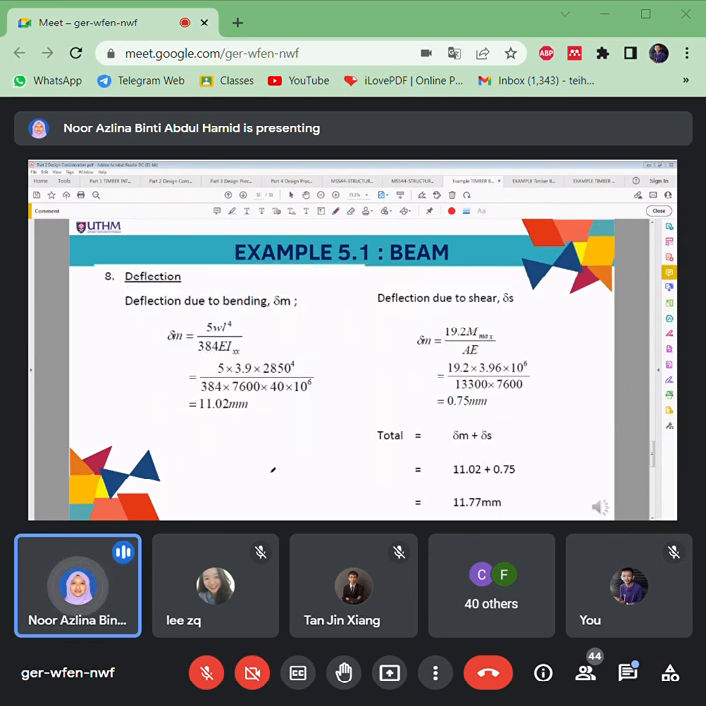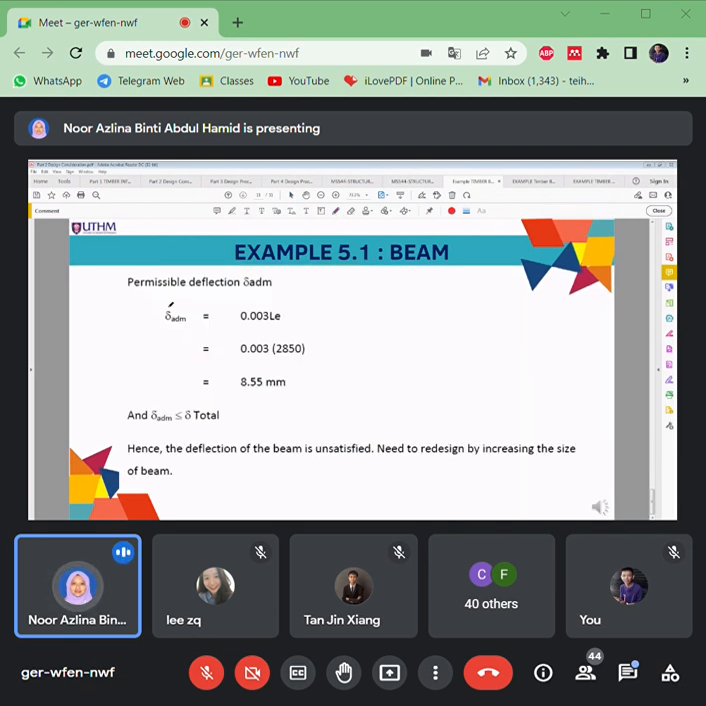Okay, then deflections here. We have two total deflections: in terms of bending, and another one in terms of the shear. So you have to calculate deflection for bending, and you have to calculate deflection for shear. This is shear S. Okay, so total deflection is bending 11.02 plus 0.75 for shear here, which is 11.77 here. So you have to compare with the permissible deflection, which is 0.003 multiply with the L effective. Okay, so do the comparison.